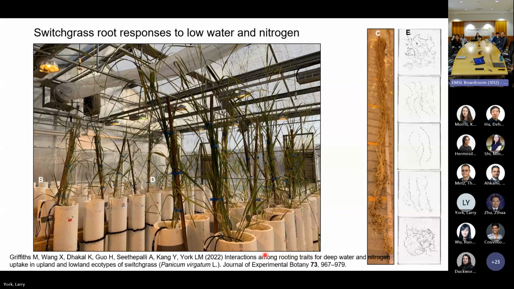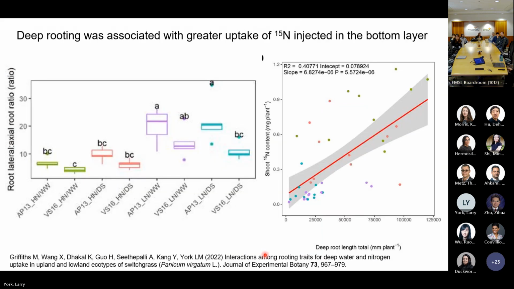This is one of the ones where we did rely on two different ecotypes of switchgrass, AP13 and VS16, if you're familiar with it. What I want to point out from that study is mainly that there's this lateral to axial ratio again. That's a relative measure: the higher it is, the more the relative allocation to lateral roots. Along this direction, without getting into the details, there's more stress going to the right. And as there's more stress, the plants are allocating more to the lateral roots, and we can pick that up pretty readily.